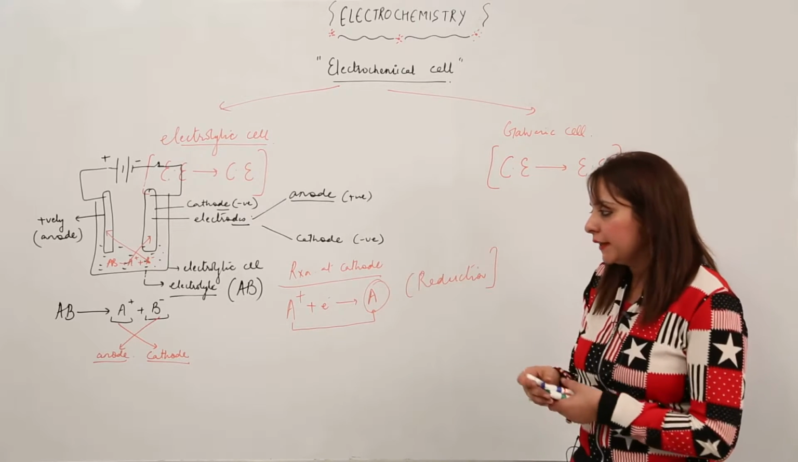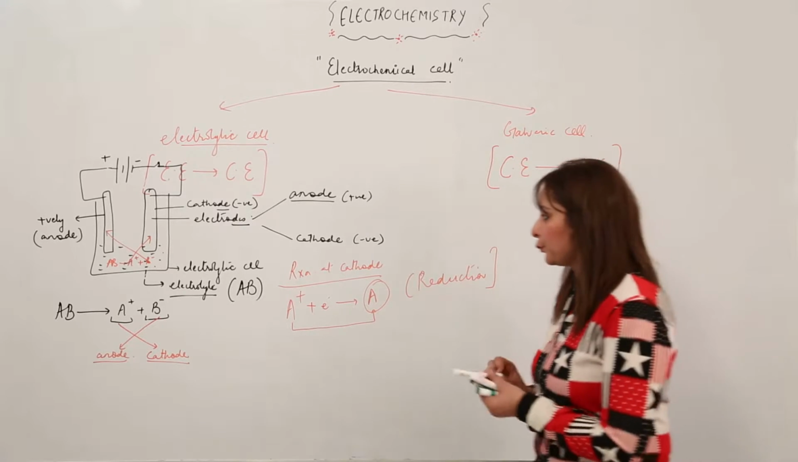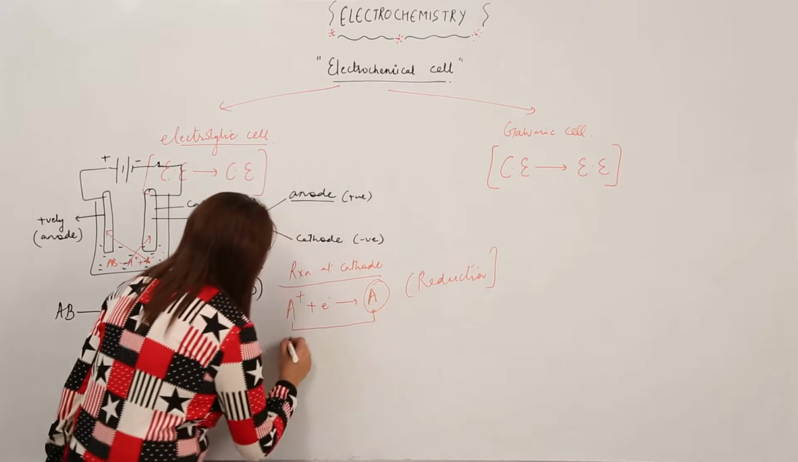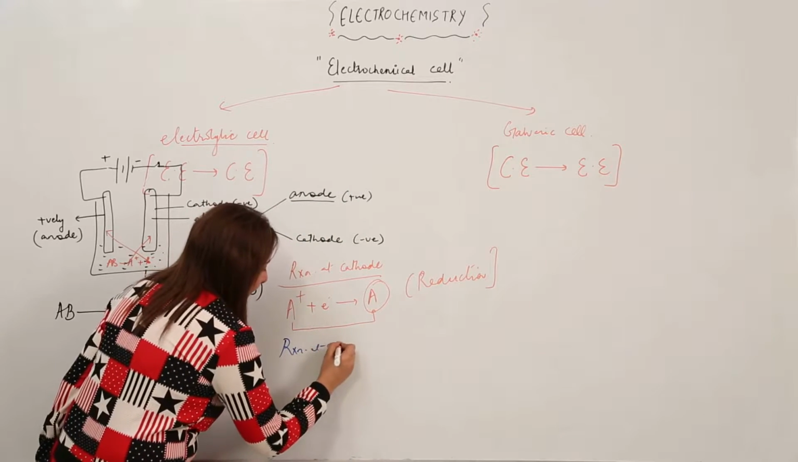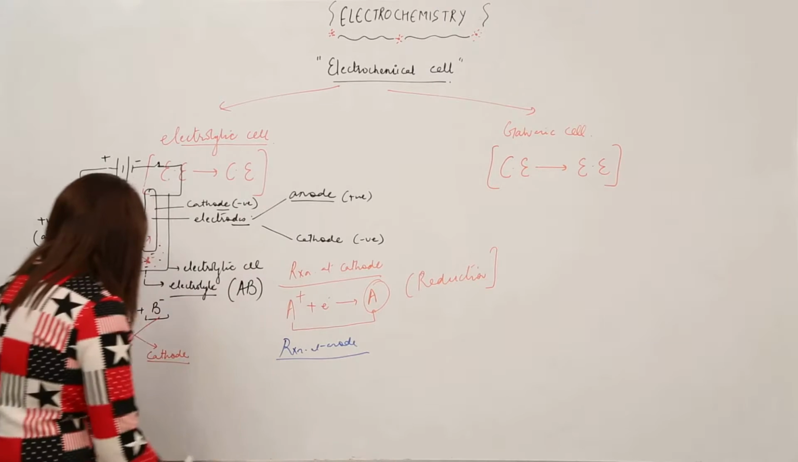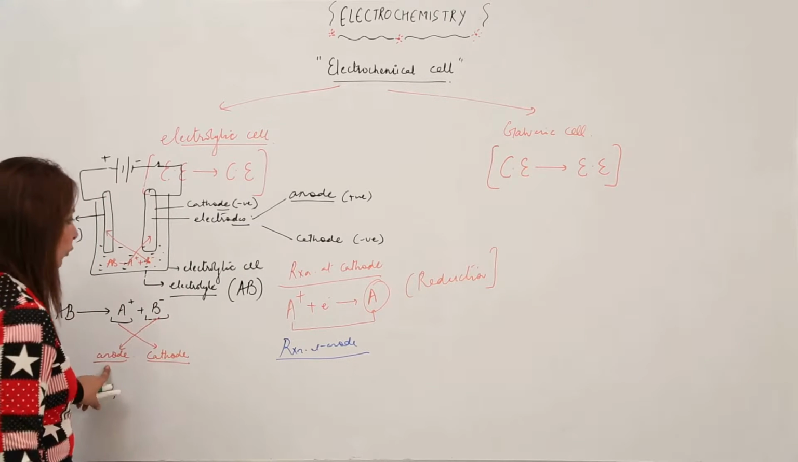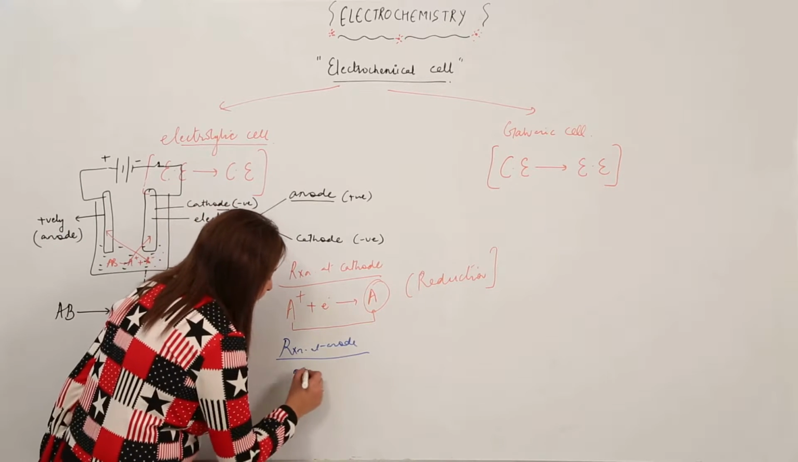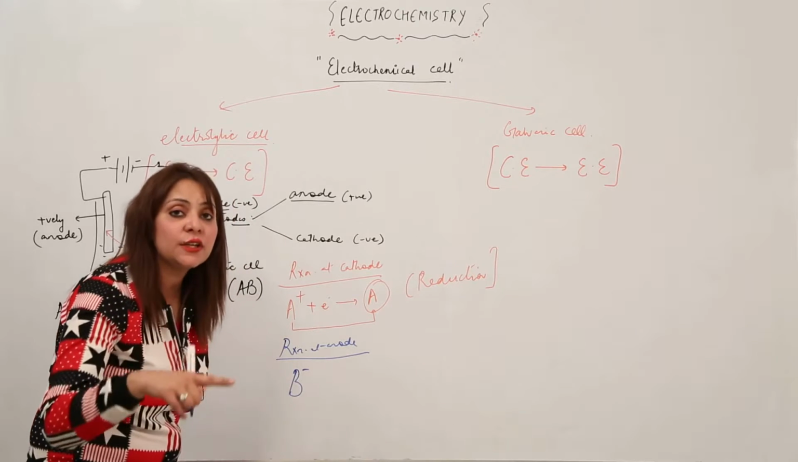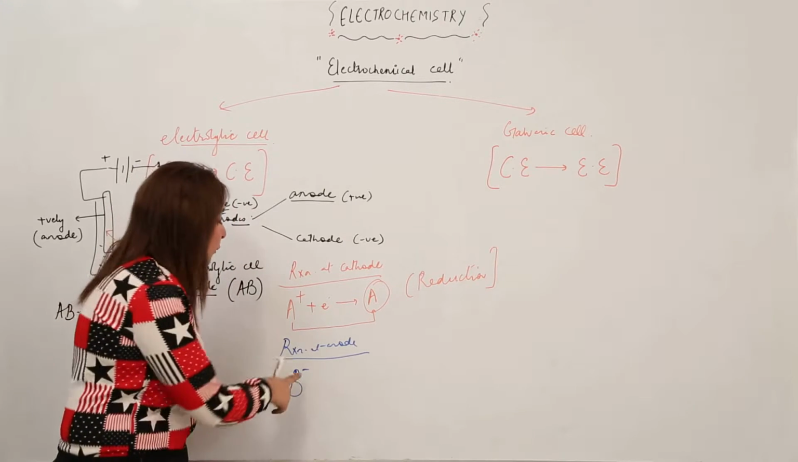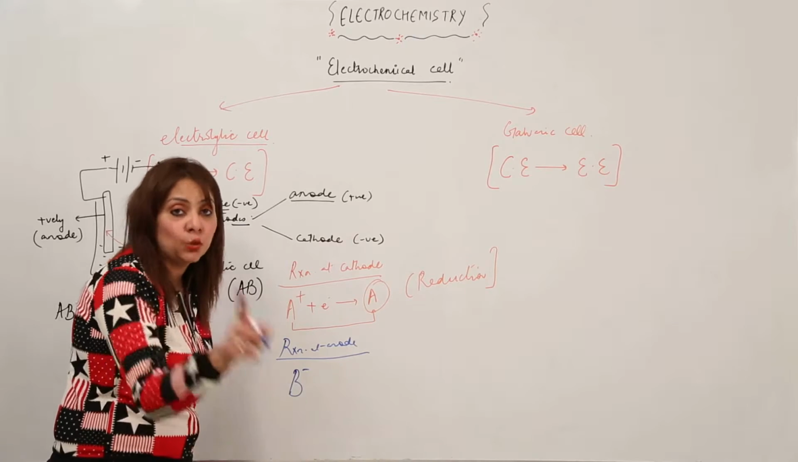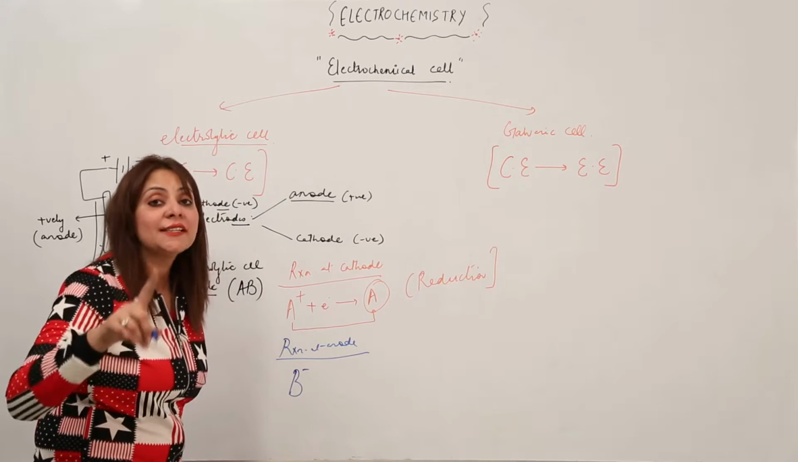So what happens at the anode now? What kind of reaction happens at the anode? What migrates to the anode? Obviously you can see B negative migrates to the anode. Why is it B negative? Because it has gained an electron. How many? It is equal to the number of charge. As you can see, it has only one charge, so it has gained one electron.